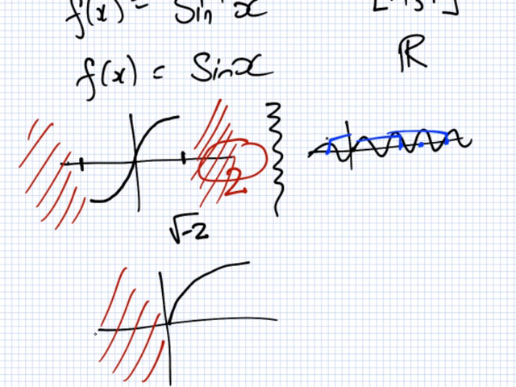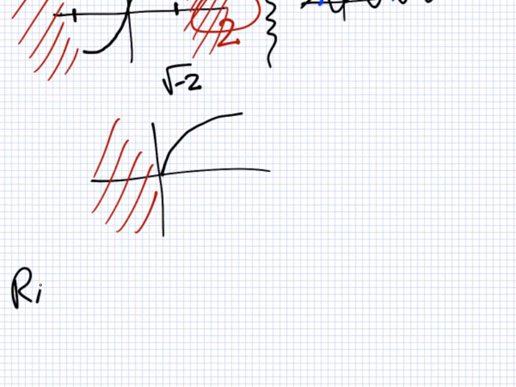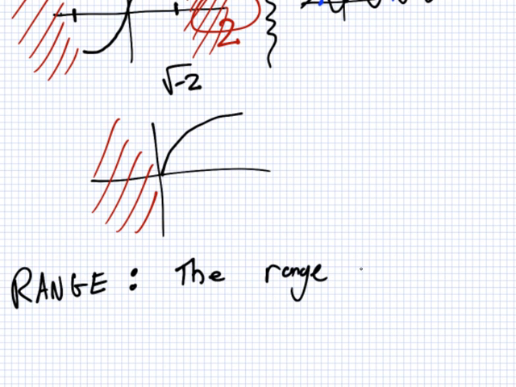So that's the first half, domain. Now on to the second half, which is a bit harder, range. What do you think range is? It's to do with the y. What exactly is it? Give me a sentence.